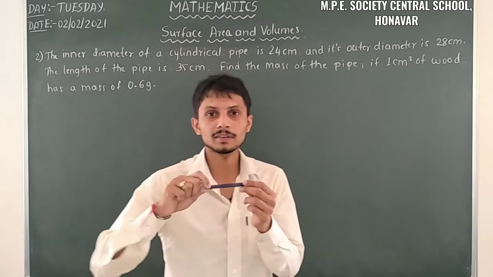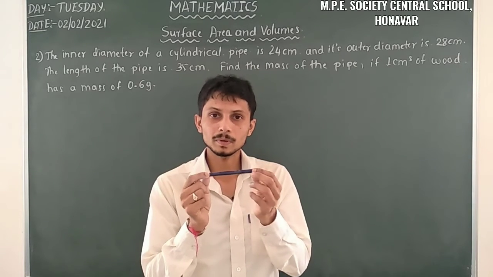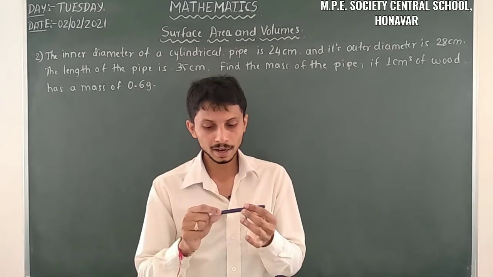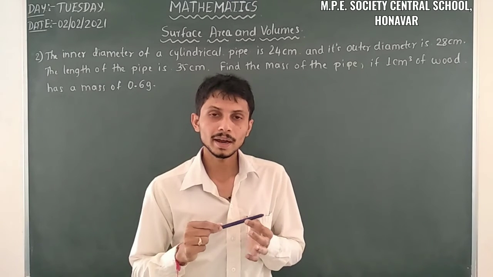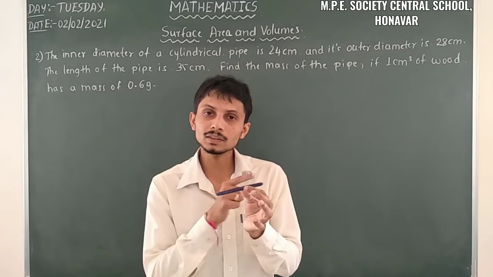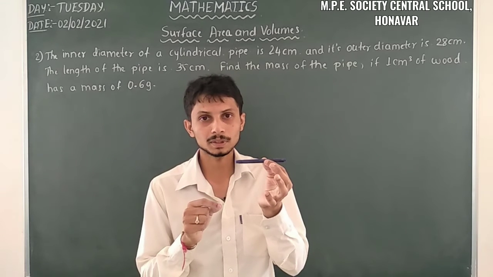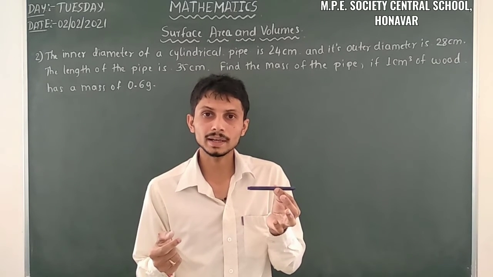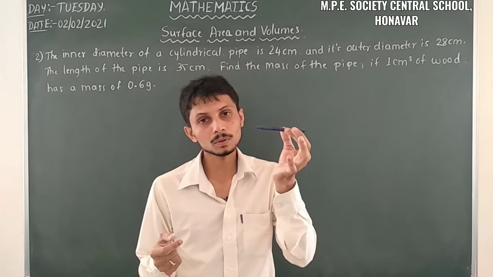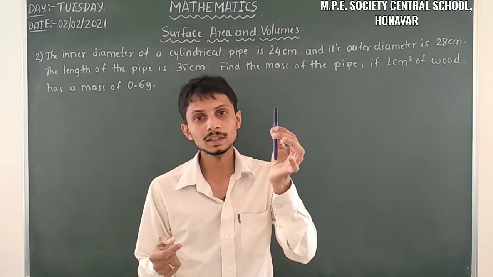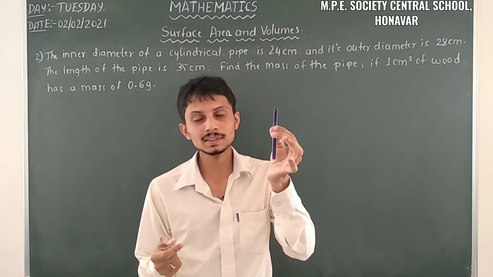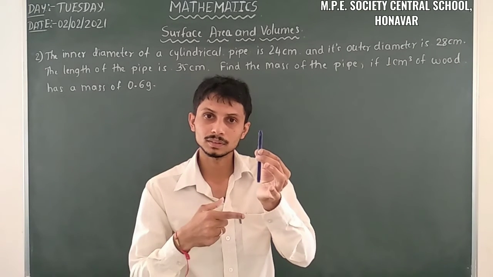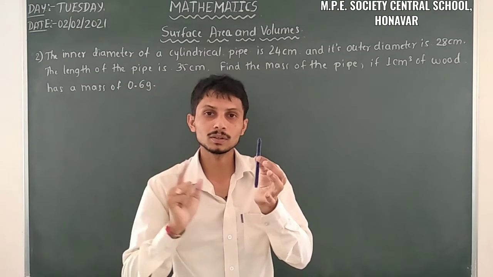Consider it is a pipe made of wood. Inside it is hollow, and the length of the pipe is 35 centimeter, but no height is given. How can we take the height here? Don't think about it horizontally, but let us take it vertically. This is also a cylinder, and whatever length we have is nothing but the height. The length is nothing but the height here.